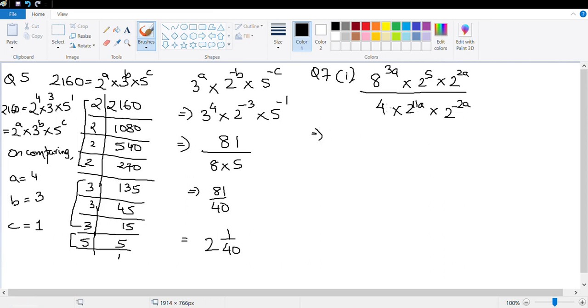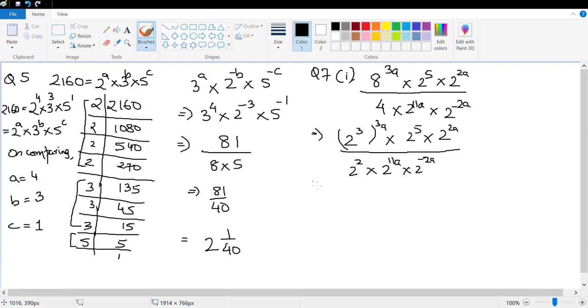I notice that everything can be written in the form of 2. So let's write everything in the form of 2. 8 is 2 to the power 3, to the power 3a, multiplied with 2 to the power 5 multiplied with 2 to the power 2a. This is 2 square. This is 2 to the power 11a. This is 2 to the power negative 2a.